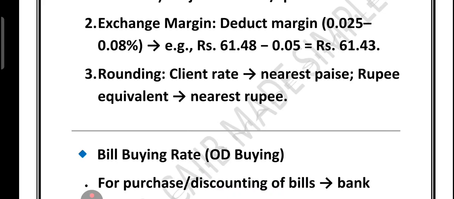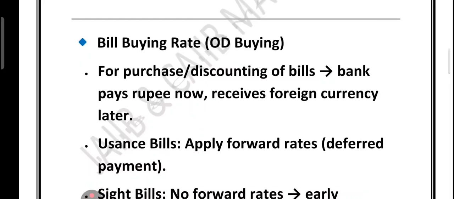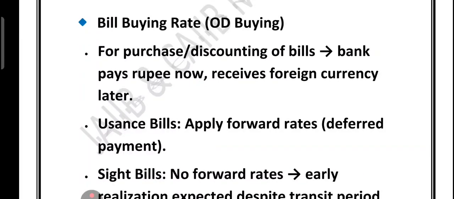That's it. Second rate we have is called bill buying rate, or we call it OD buying, right? So what it is, suppose you are purchasing a bill, you are discounting a bill. When I say purchasing and discounting, I think you are familiar with it. What does the bank do? Bank pays rupees now, and it will receive foreign currency later.